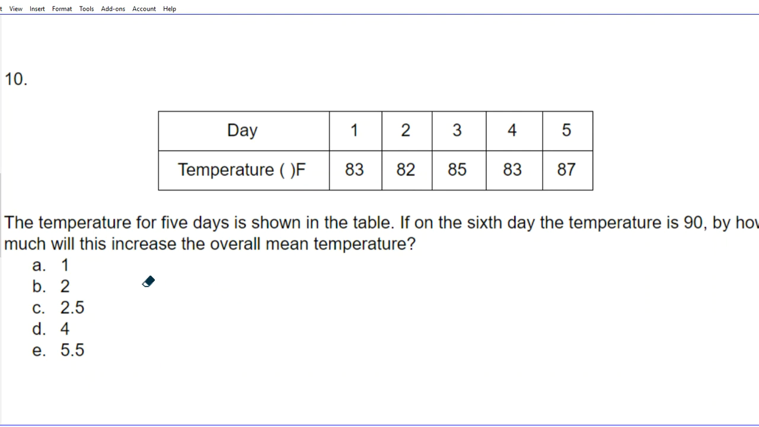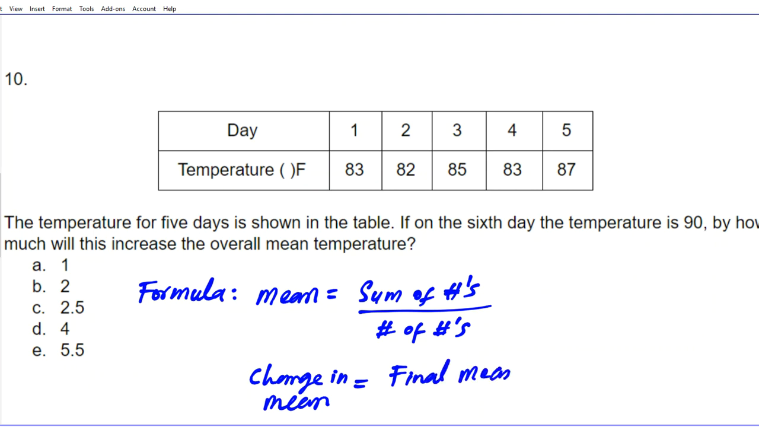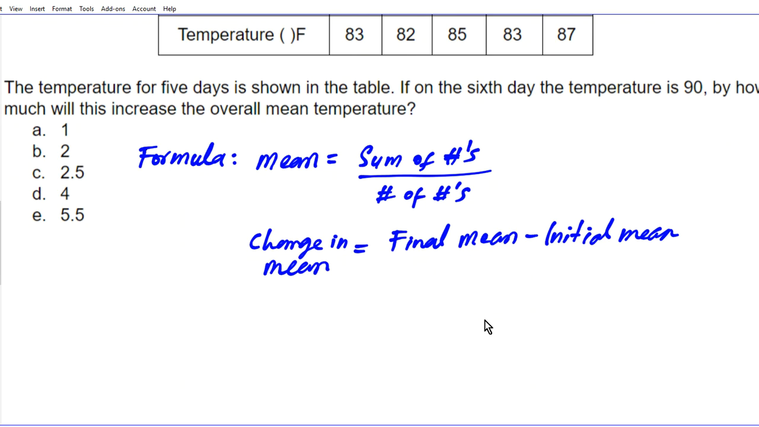So we're going to use two formulas. First of all, remember what the mean formula is. Mean is equal to the sum of numbers divided by the number of numbers. And then the change in mean is simply going to be your final mean minus the initial mean.